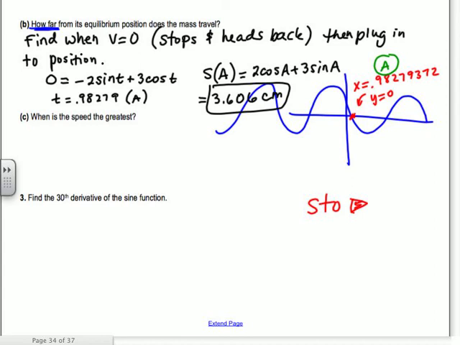Speed and velocity are also different. Whenever you hear speed, it's the absolute value of the velocity function. So speed is always positive, velocity can be positive or negative. Velocity is basically representing what direction you're going in. Speed is only talking about how fast you are traveling.